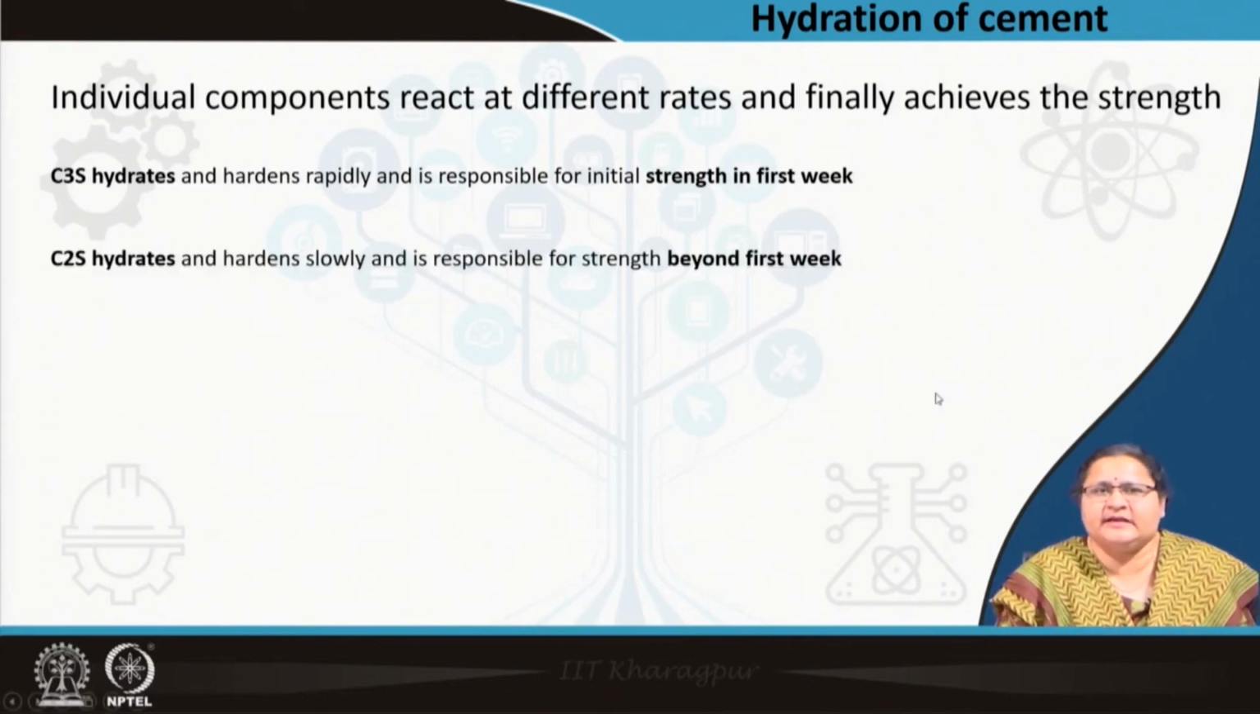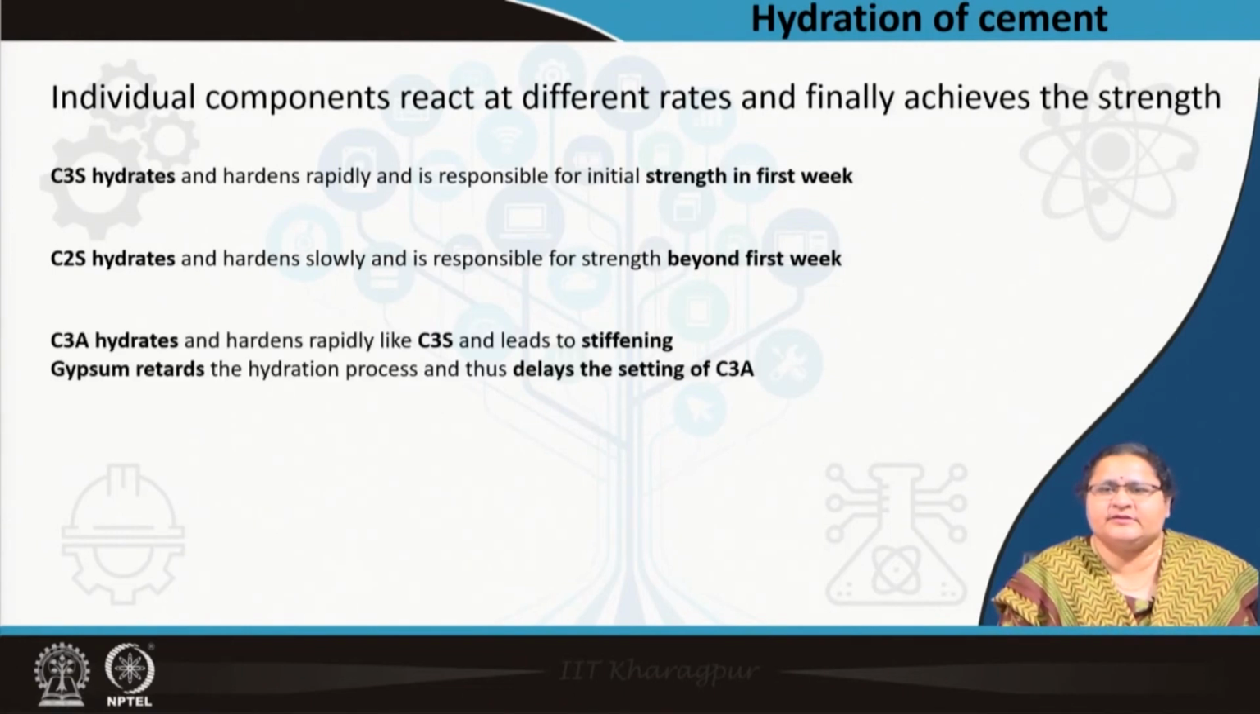C2S, dicalcium silicate, hydrates and hardens slowly, and it is responsible for the strength beyond the first week. It is the strength of the concrete. Though the reaction of cement starts with its neighboring items, that is sand or coarse aggregate, the strength of the entire mass builds up after the first week due to dicalcium silicate.